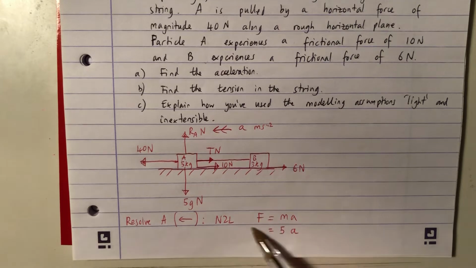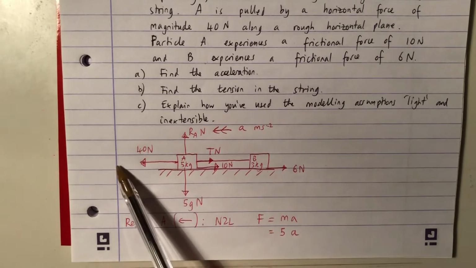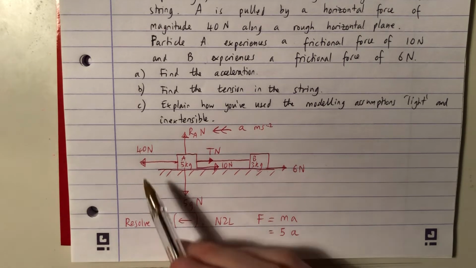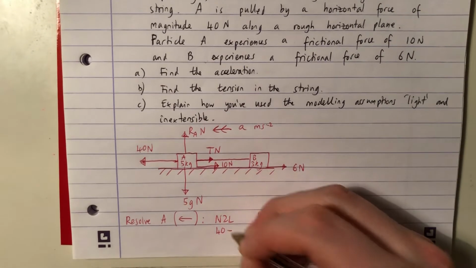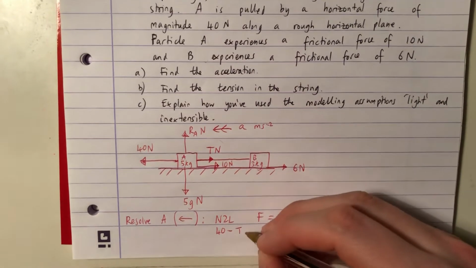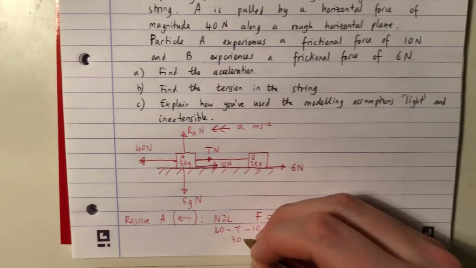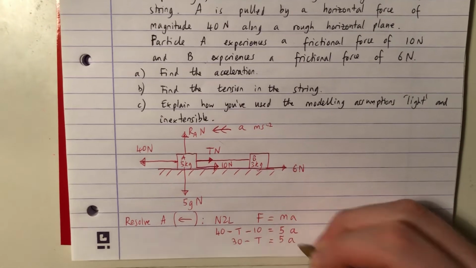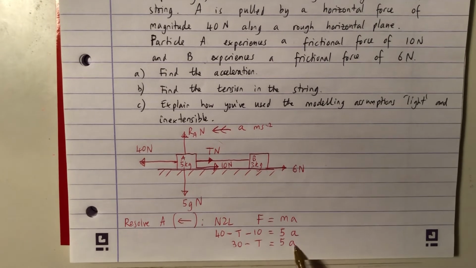There is a second way to work out the resultant force. It's the forces going with the motion, subtract any forces resisting it. So 40 newtons, subtract tension, subtract friction, and then simplify. 30 subtract T is equal to 5a. You've got one equation with two unknowns.